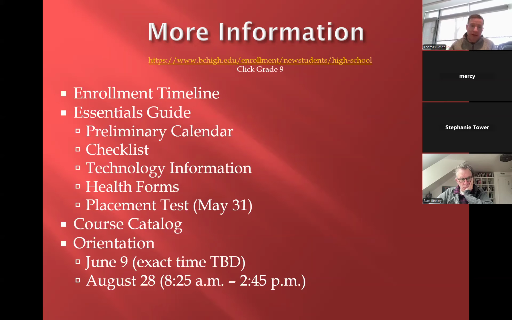It's got the enrollment timeline. It's got a link for the essentials guide, which I also included in my email to you a few days ago, which has the preliminary calendar and a checklist of things to do and the placement test information. A physical version of the placement form is in there as well. We prefer the electronic version, but if you want to see it on paper, it's there. The course catalog is here. Information about orientation, which would be June 9th, and then another orientation for the whole class of 2029 on August 28th. So all that stuff is on this website.